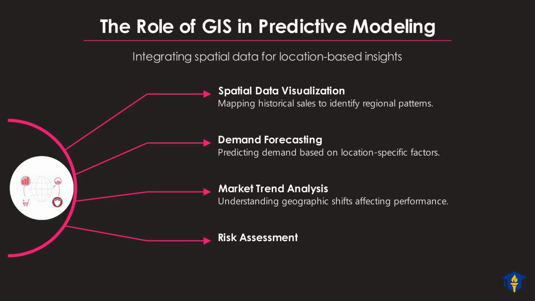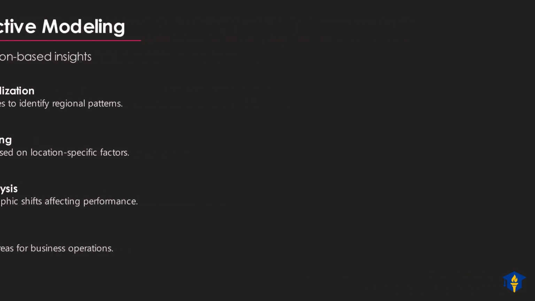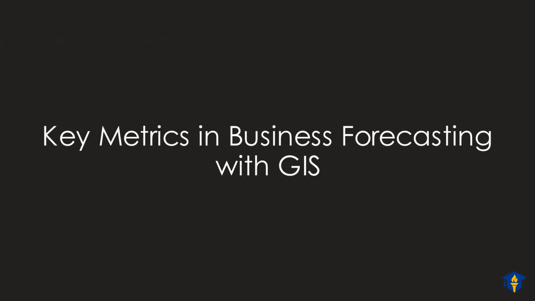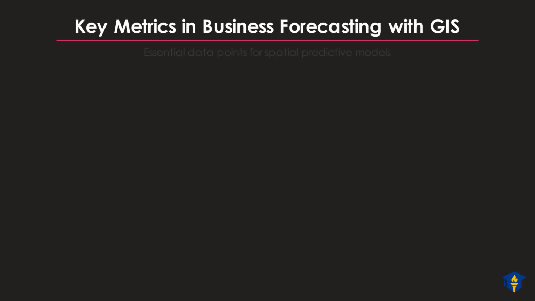Finally, GIS is crucial for effective risk assessment, identifying potential problem areas. It helps pinpoint high-risk areas for business operations, allowing for proactive strategic planning. Now, let us discuss the key metrics essential for business forecasting when using GIS. These are the essential data points needed for building robust spatial predictive models.